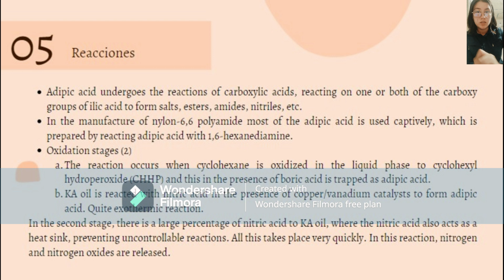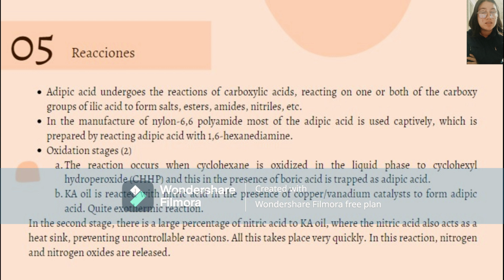And the next is reactions. Adipic acid undergoes the reactions of carboxylic acids and results in one or both of the carboxylic groups reacting, forming salts, esters, amides, nitrates, and ethyl salt. In the manufacture of nylon 6,6, most of the adipic acid is used as a monomer. It is prepared via the reaction of adipic acid with 1,6-hexanediamine.